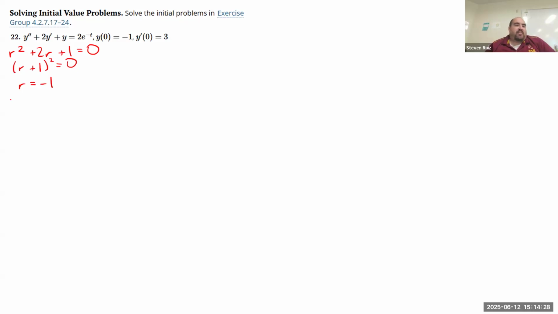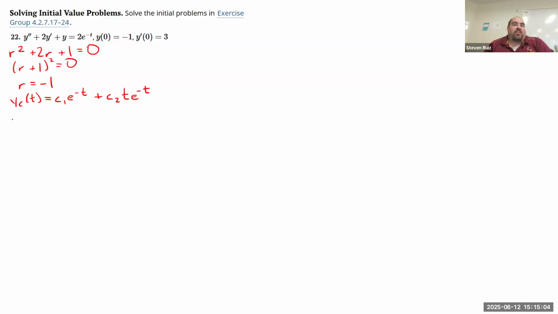So what is that complementary solution going to look like? One of them is going to be c1 e to the negative t. But because I have a repeated root and I want my two constituent parts of my complementary solution not to be multiples of each other, I'm going to multiply by a power of t. So c2t e to the negative t. So that's my complementary solution.